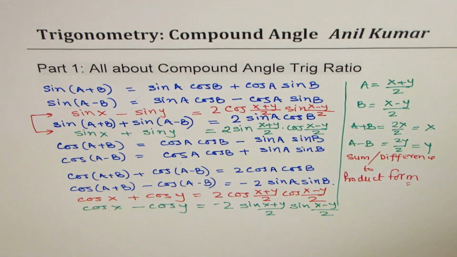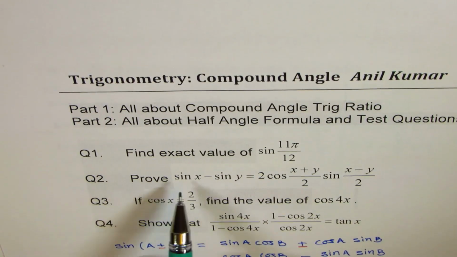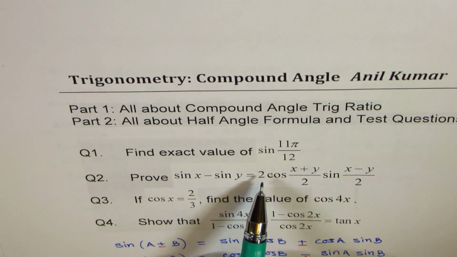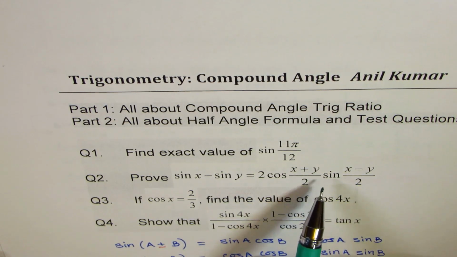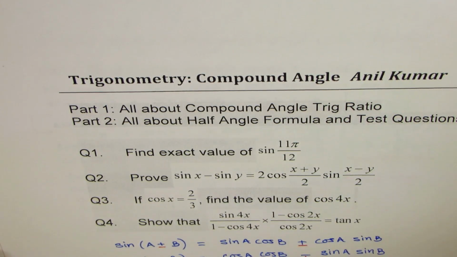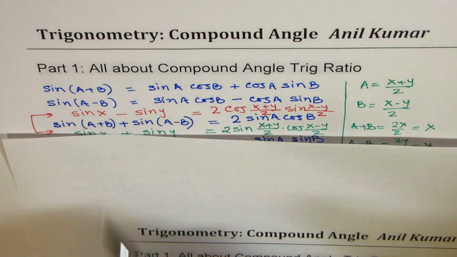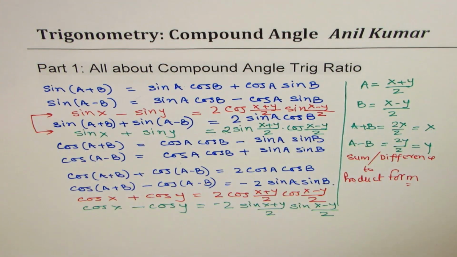Now these are very important formulas which can be utilized in solving many questions, right? So in a way, we have done a part of our question which we wanted to do, that is, we have solved question number 2 in doing so. Sine x minus sine y equals 2 times cos x plus y over 2 times sine x minus y by 2. So not only have we done question number 2, which you can clearly see here, but we have also derived similar formulas. Correct?